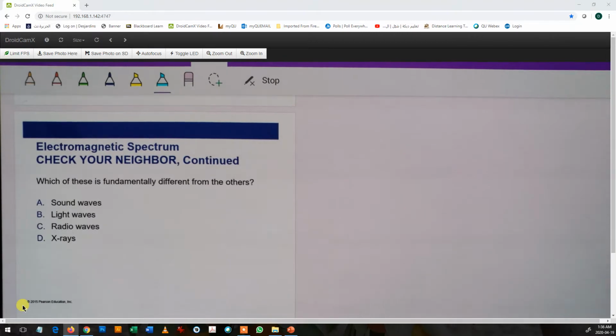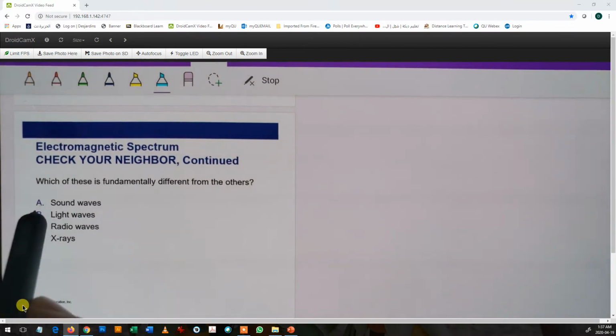Which of these is fundamentally different from the others? Sound wave, light wave, radio wave, X-ray. Light wave, radio wave, and X-ray are electromagnetic waves. Sound wave is a compression wave. So sound wave is different.